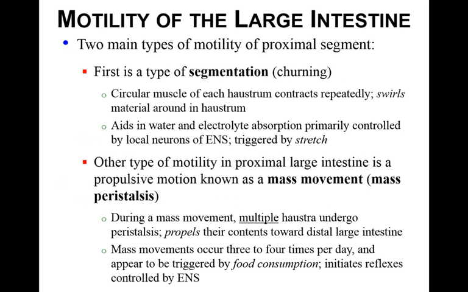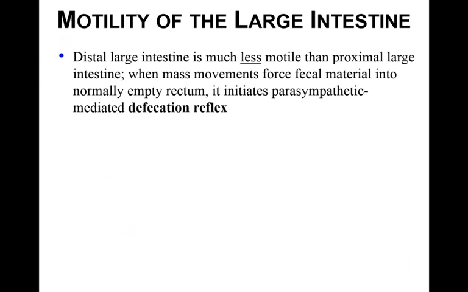The 2 types of motility in the proximal segment are segmentation, churning, where the circular muscle of the haustrum contracts and swirls things around. This, again, aids in the water absorption, triggered by stretch reflexes. And then the other in the proximal large intestine is mass movements. This is when multiple haustra undergo peristalsis and it propels contents toward the distal large intestine. Happens about 3 to 4 times a day. It's usually triggered by food consumption, and it's a reflex controlled by the ENS.